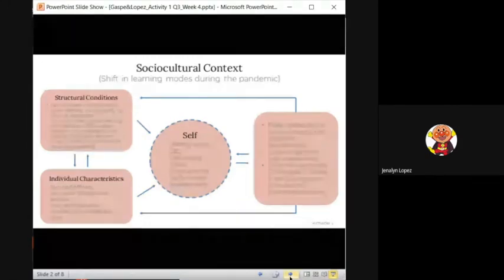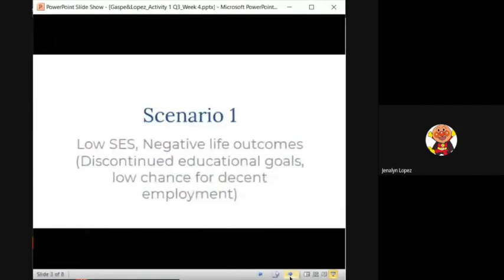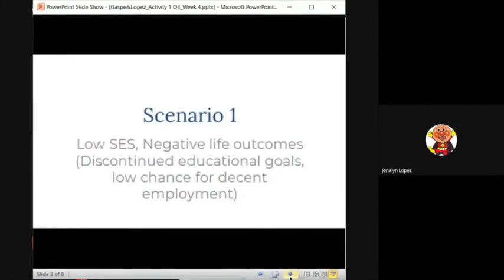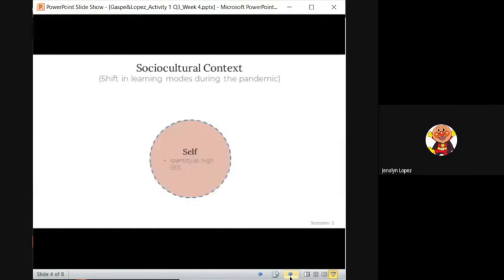So, in sum, this is what we're trying to say for scenario 1. For lower SES, pwedeng ang kanyang life outcome is negative. So that may be discontinued educational goals and a lower chance for decent employment. And then the next scenario is the same, working on the same context, but we're working with a higher SES.